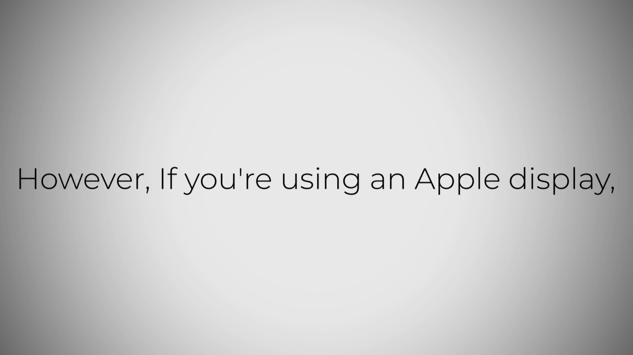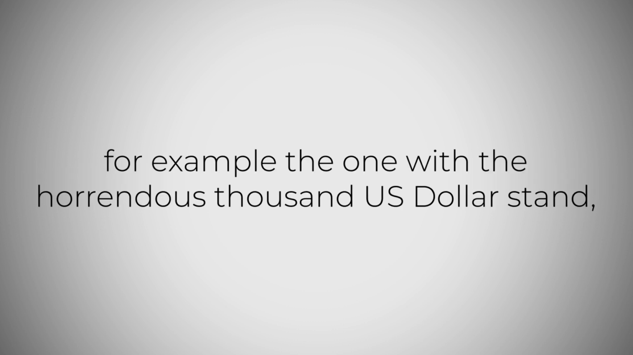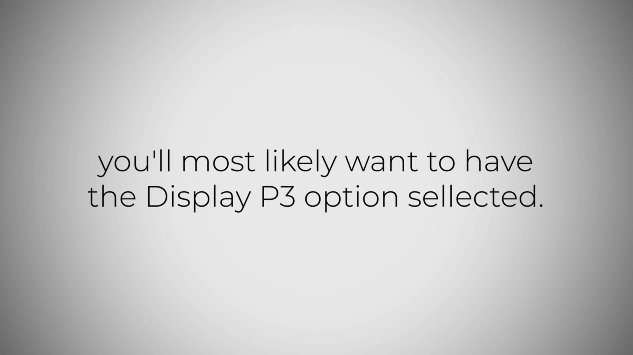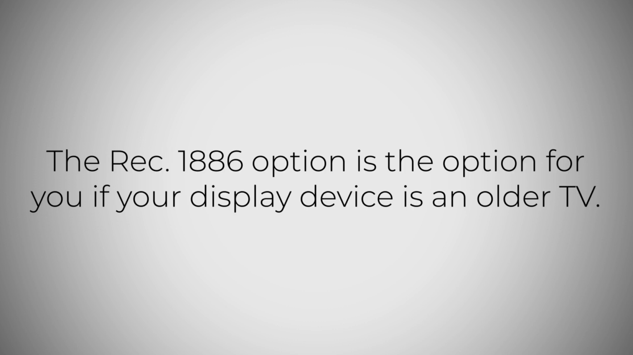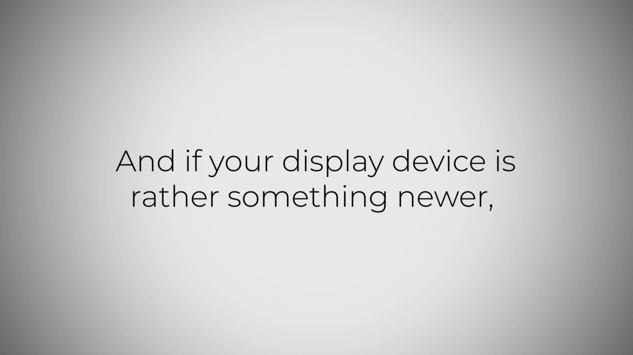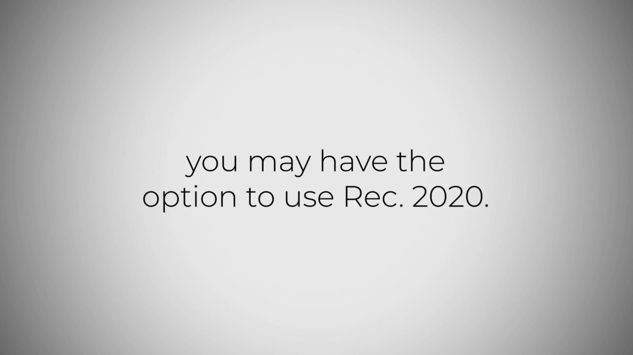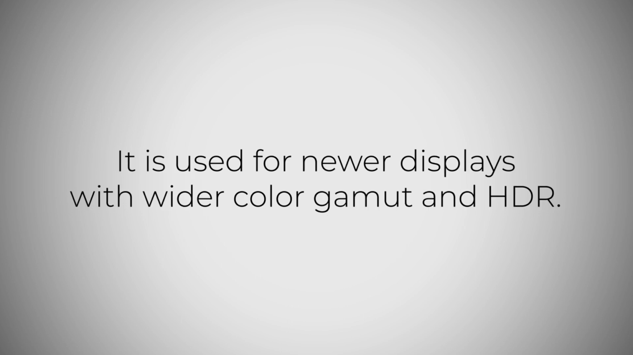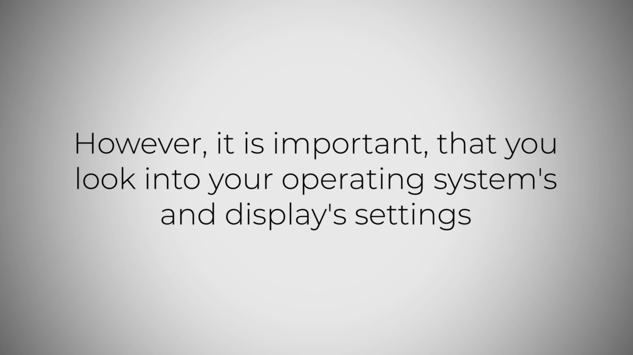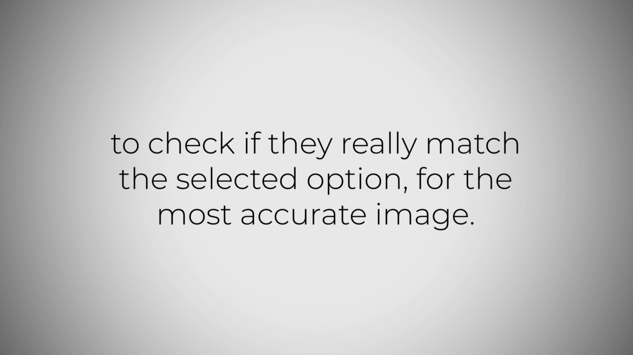However, if you're using an Apple display, for example the one with the horrendous $1000 stand, you'll most likely want to have the Display P3 option selected. The Rec 1886 option is the option for you if your display device is an older TV. And if your display device is rather something newer, you may have the option to use Rec 2020. It is used for newer displays with wider color gamut and HDR. However, it is important that you look into the operating system's and display settings to check if they really match the selected option for the most accurate image.